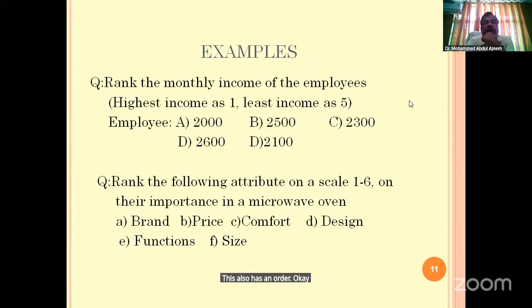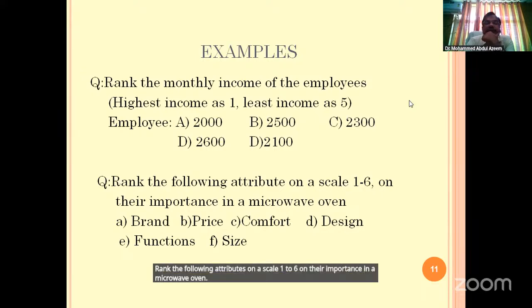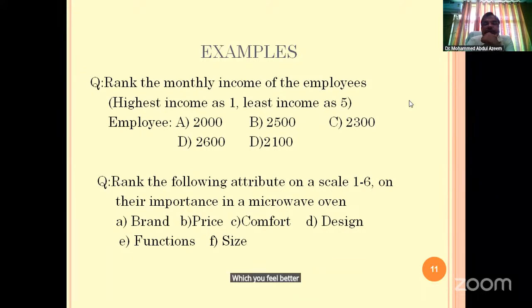These are a few examples. Rank the monthly income of the employee, highest income as 1, least as 5. Very clear. We give 1, 2, 3, 4, 5 based upon the income. Rank the following attributes on a scale 1 to 6 on their importance in a microwave oven. Functions 1, brand 2, size 3, price 4, all these things.